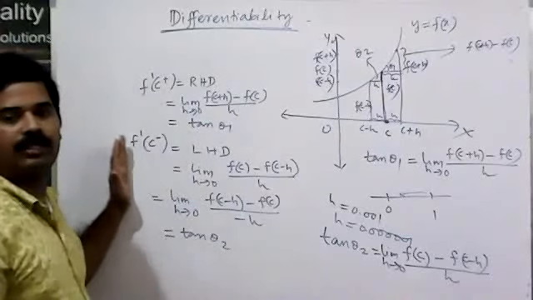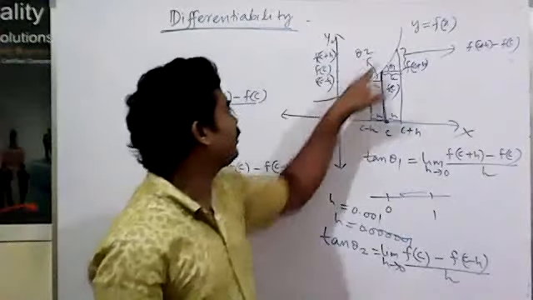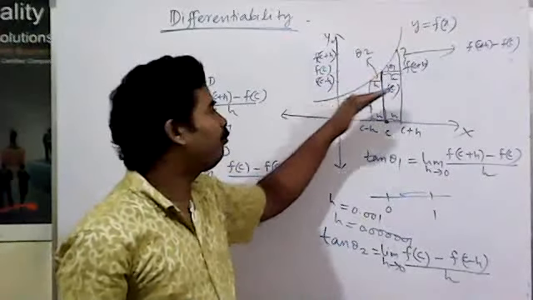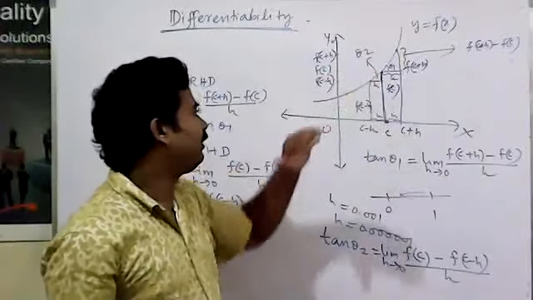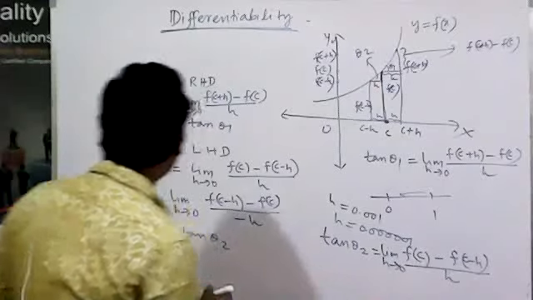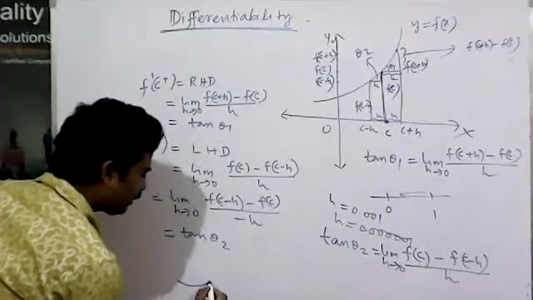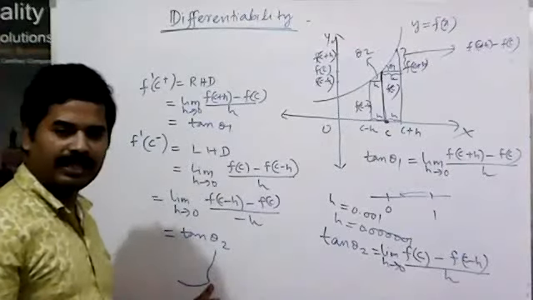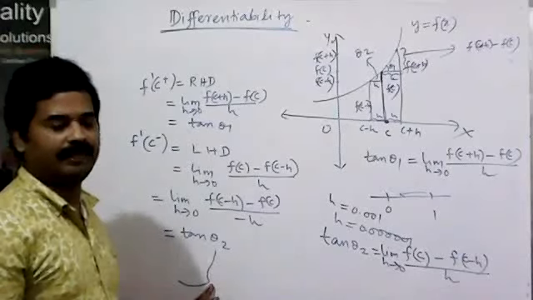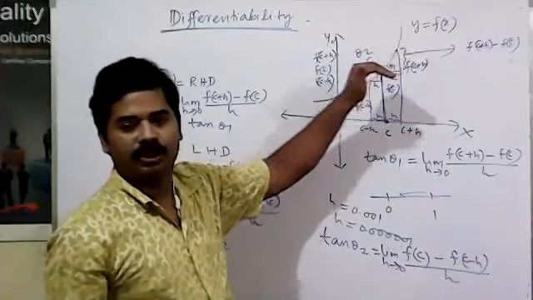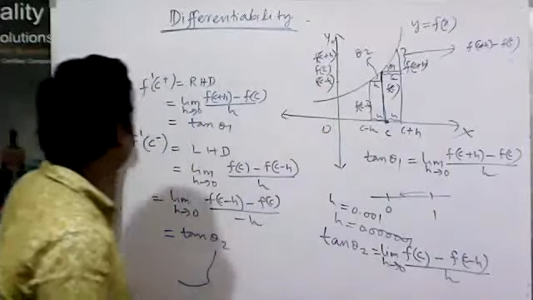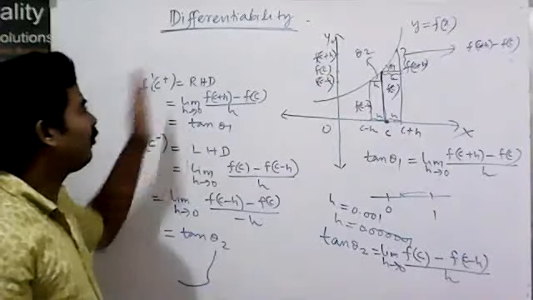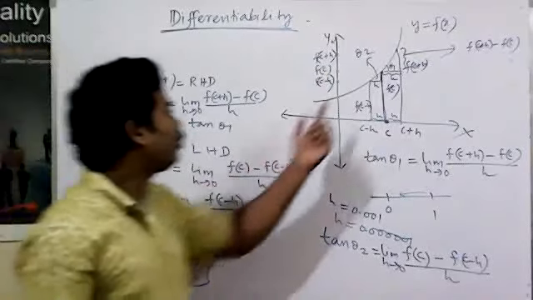If LHD is equal to RHD, then the function is differentiable. This is a simple curve which is not discontinuous. If the function suddenly grows and suddenly changes position, at that time we cannot say that it is differentiable. But here a smooth curve is there, so it is differentiable. That is the technique: LHD is equal to RHD, and that's why the function is differentiable at the particular point.